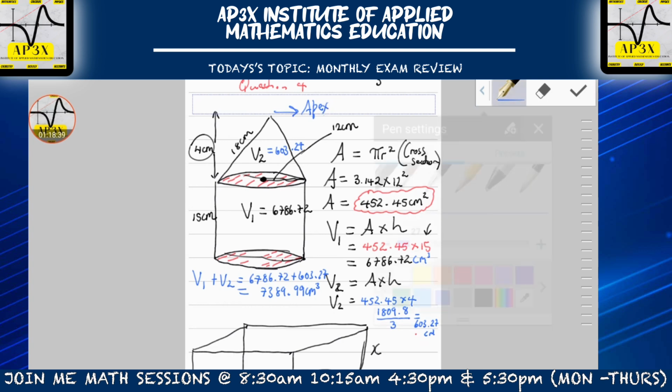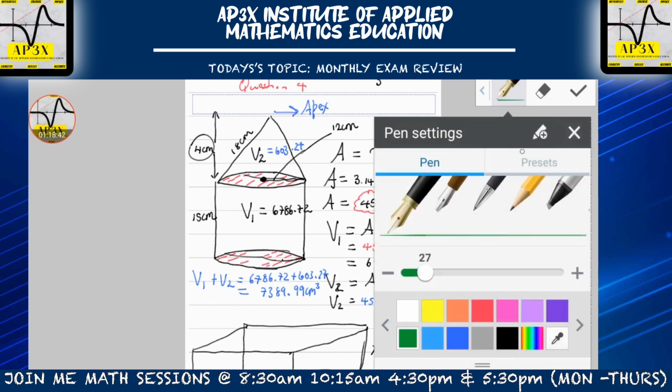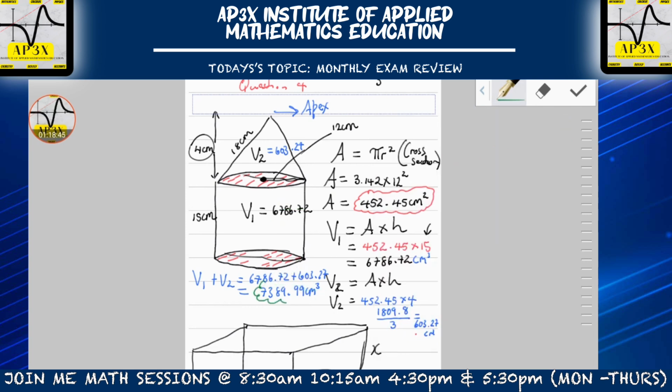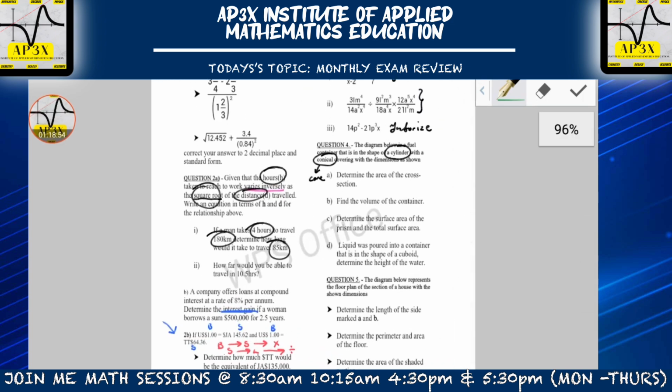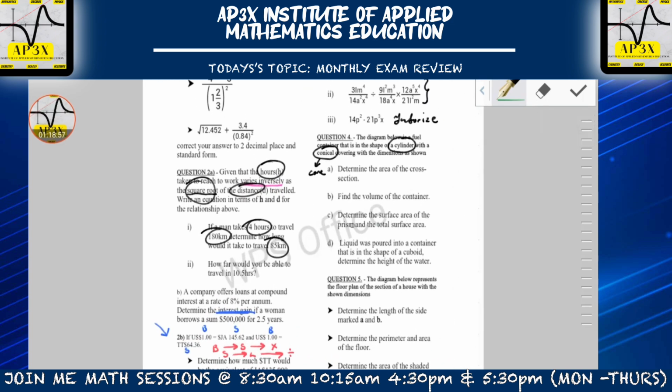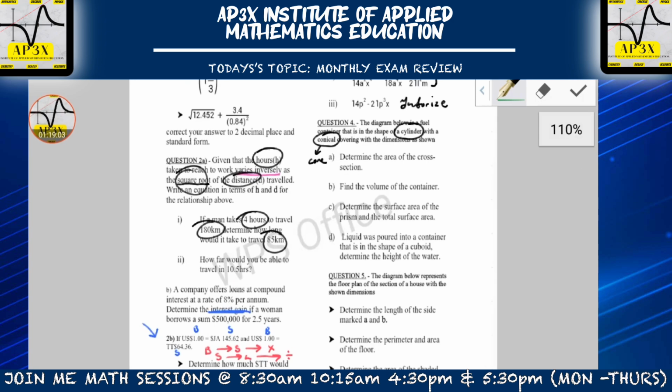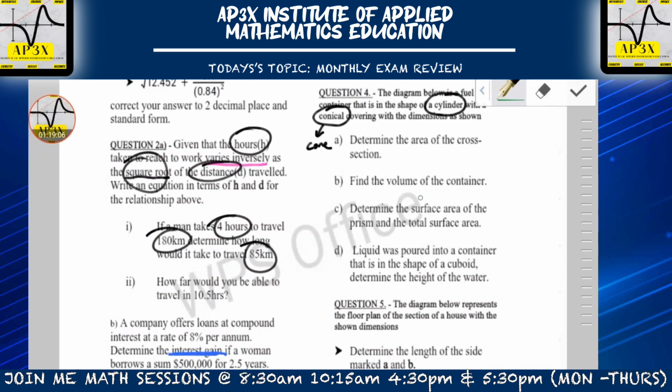All right, so hopefully you guys now understand the thought process that goes into that particular question. Now the next thing that was requested of us is to determine the surface area of the prism as well as the total surface area. I did instruct my students that when they are asked to calculate surface area, it actually means curved surface area. Please note that only the cone and the cylinder contain a curved surface area.